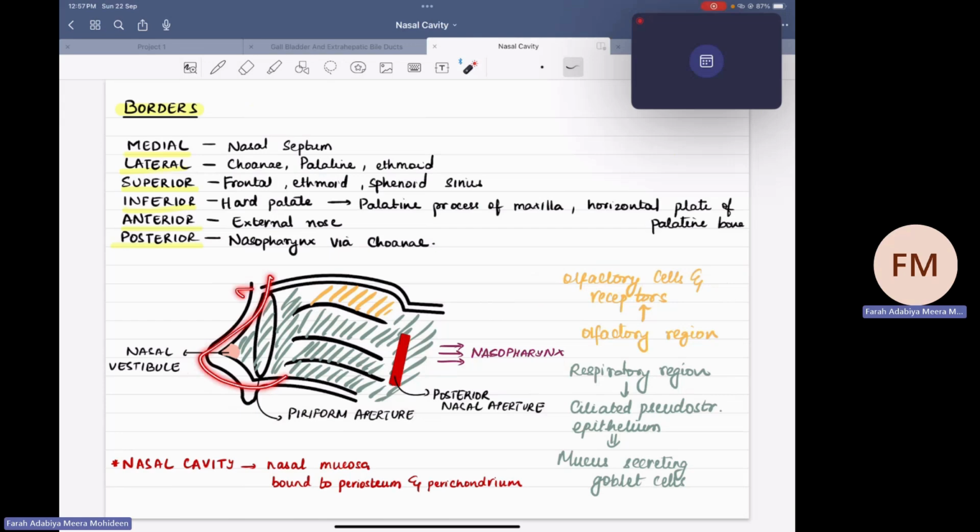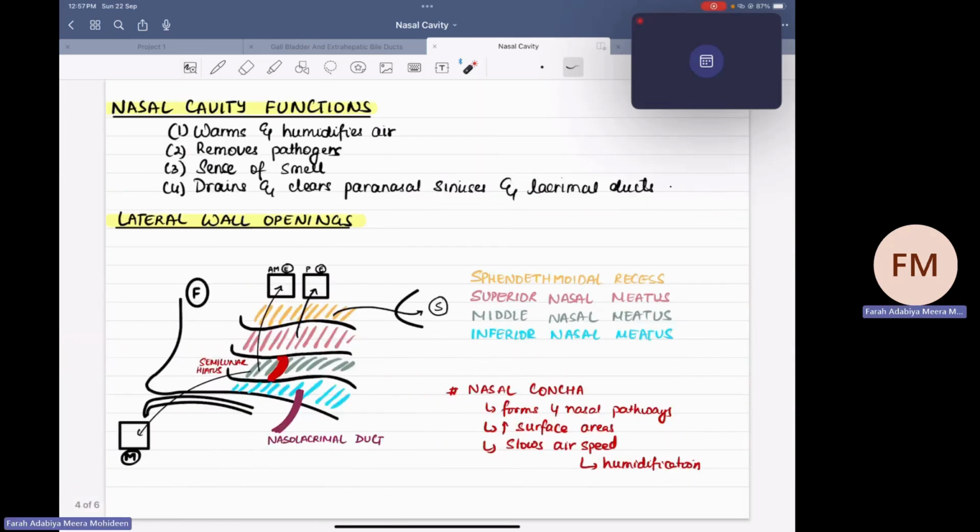Then you have your respiratory region, the green part, which is made up of ciliated pseudostratified epithelium. They contain goblet cells. Goblet cells are mucus secreting cells. Now, the reason is obviously the functions of your nasal cavity, which is to warm and humidify air, remove pathogens, and also drain and clear paranasal sinuses and your lacrimal ducts. These three functions are done by your respiratory region, and your olfactory region is responsible for the sense of smell.